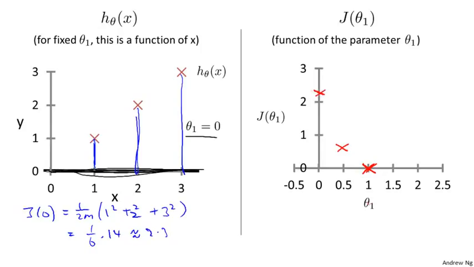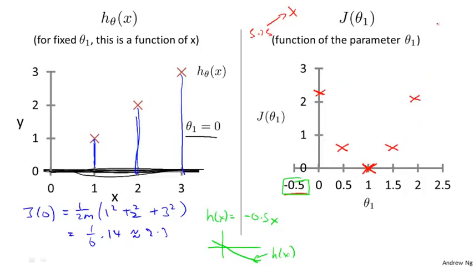And of course, we can keep on doing this for other values of theta 1. It turns out that you can have negative values of theta 1 as well. So if theta 1 is negative, then h of x would be equal to, say, minus 0.5 times x, right? If theta 1 is minus 0.5. And so that corresponds to a hypothesis with a slope of negative 0.5. And you can actually keep on computing these errors. This turns out to be, for minus 0.5, a really high error. It works out to be something like 5.25. And so on. And for different values of theta 1, you can compute these things, right?